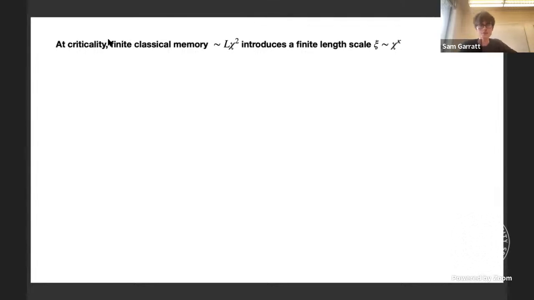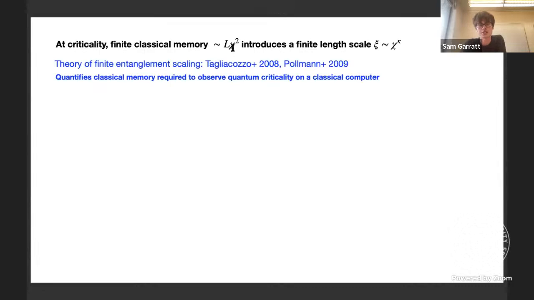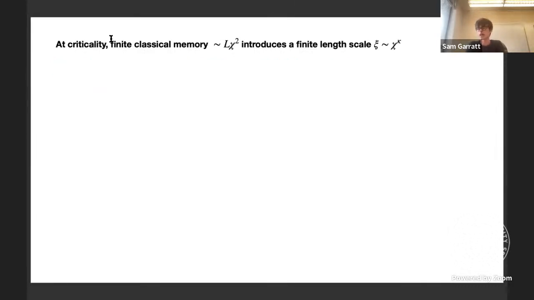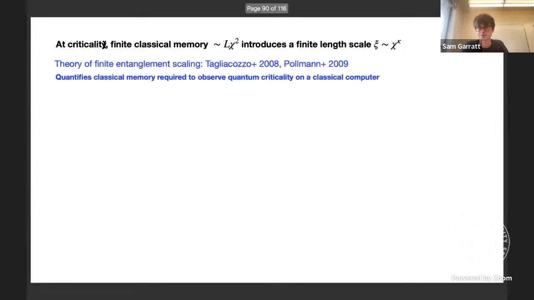I mentioned before that, in general, even away from criticality, the memory required to store your matrix product state scales as the system size times chi squared. Sorry, I'll go back a bit there. At criticality, there's also supposed to be no length scale in the problem if chi is infinity. But now we could imagine that when we introduce some finite value of the bond dimension chi, this introduces a length scale, some correlation length, because representing power law correlations requires infinite bond dimension.